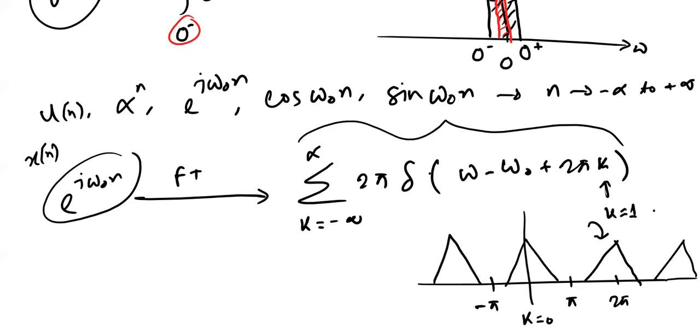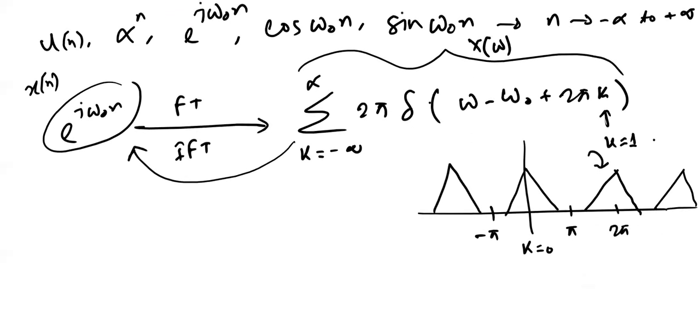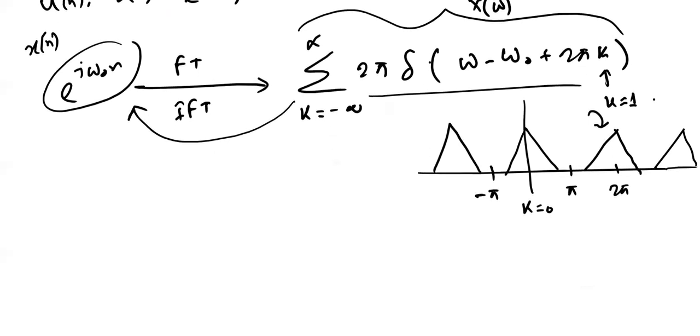Now, in other fashion, we can do the inverse Fourier transform from this to this. If we can show that the inverse Fourier transform of this function, X(ω), equals e^{jω0n}, that is enough to show that it has the Fourier transform like this. So what we can do is start with the left side. That means summation k equals from minus infinity to plus infinity.